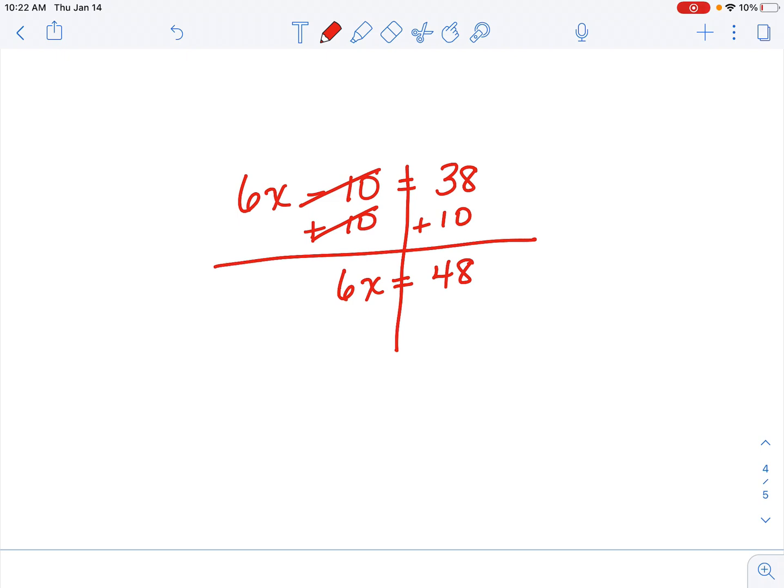Now, I've got side by side here. Side by side means to multiply. So instead of multiplying by 6, I'm going to divide by 6. And whatever I do to one side, I do to the other. These cancel out, leave me with x, and 48 divided by 6 is 8.